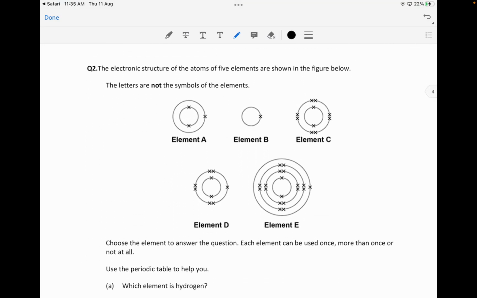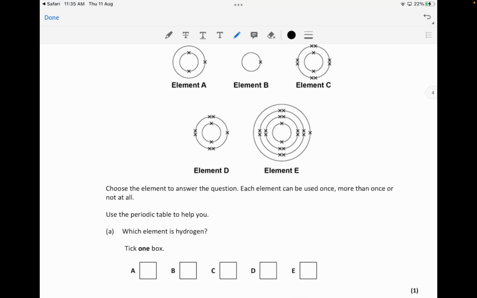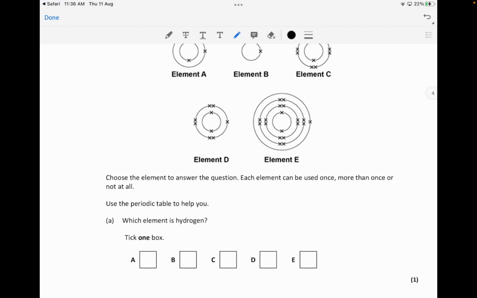The next question states that the electronic structure of the atoms of 5 elements are shown in the figure below. The letters are not symbols of the elements. You have to choose the elements to answer the question. Each element can be used once, more than once, or not at all. I'm going to use the periodic table to help you. Remember, guys, one tip is that in the IGCSE or GCSE exams, you could get this periodic table for the exams, so you can take information from the periodic table to help you out.